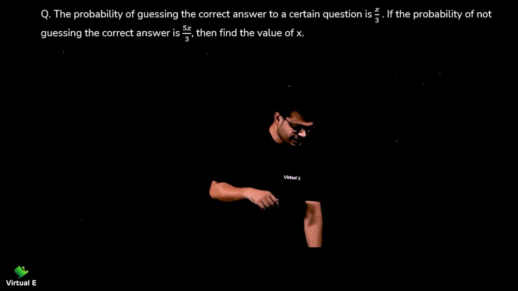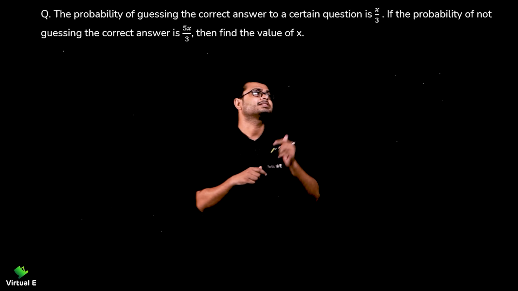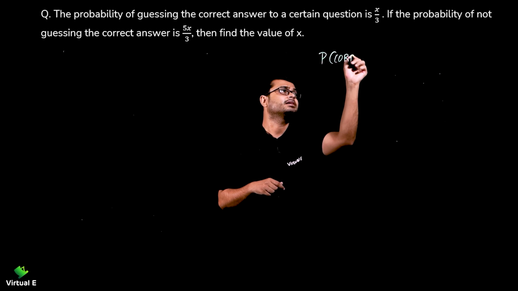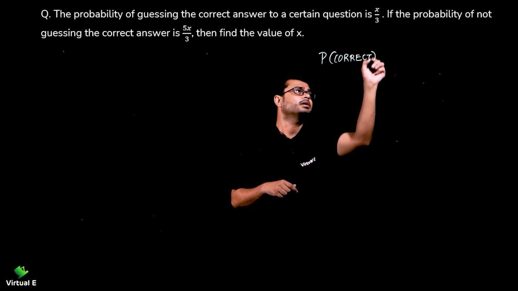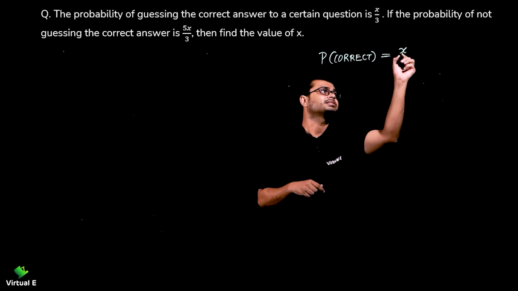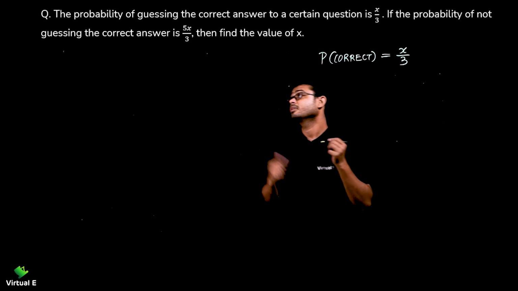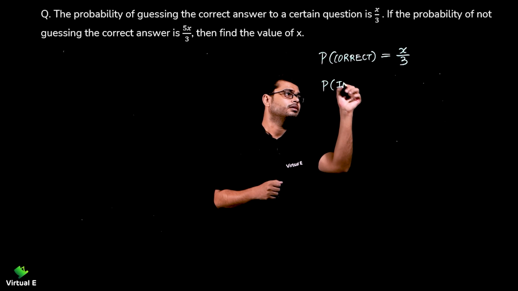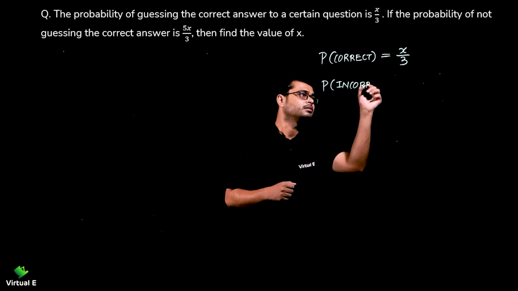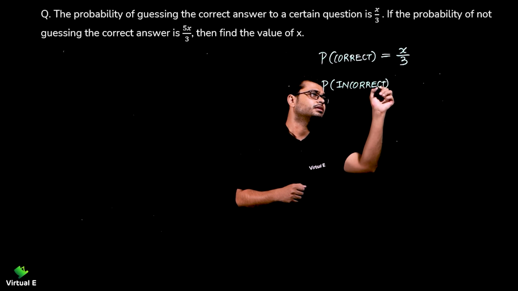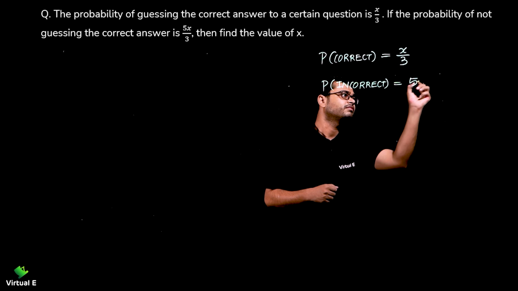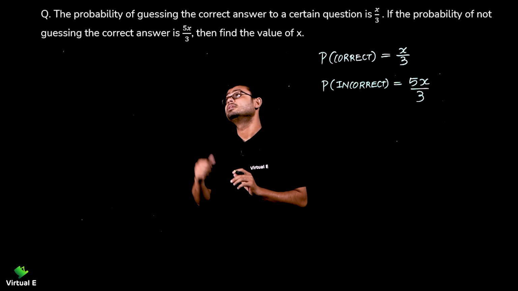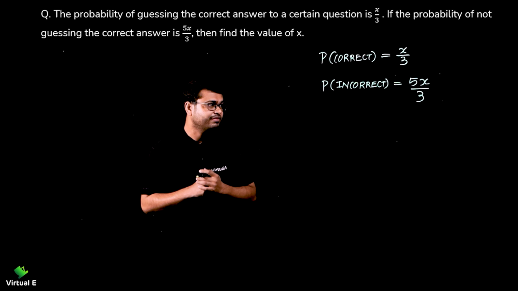Okay, so first of all, let's write the information that's given to us. So probability of correct answer is what? x by 3. Okay, and for the incorrect answer, the probability of incorrect answer is 5x by 3. That's the probability, right? We need to find the value of x.